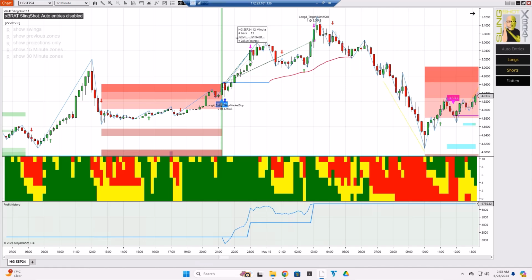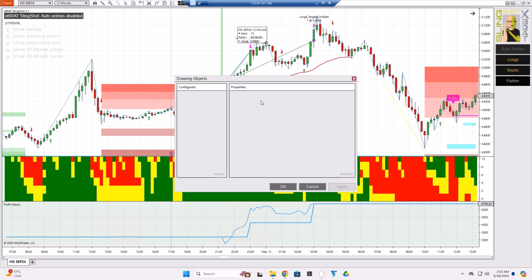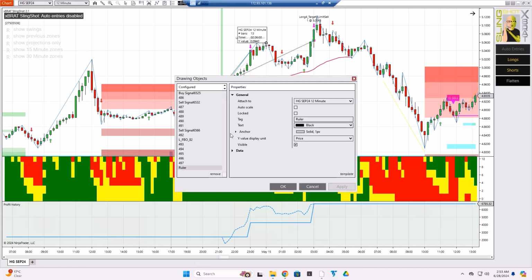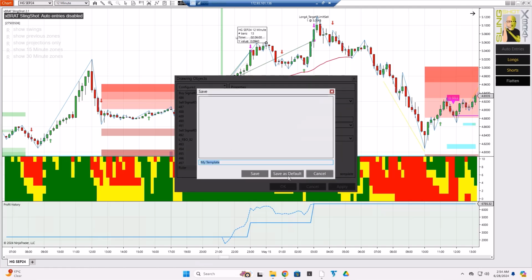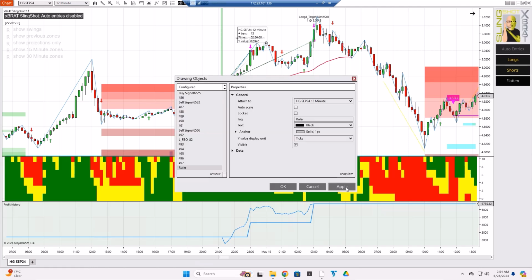The Y value means nothing at this point, but what I'm going to do, I'm going to click on there so I get those little bubbles so you can get to the properties. And then what I'm going to do, I'm going to go to the Y value display. I'm going to check from price to ticks. That's all we need, because that's what we measured, those where we adjust the stop or take the profits. I'm going to save that template as default, so every time I use it, it's the same thing.